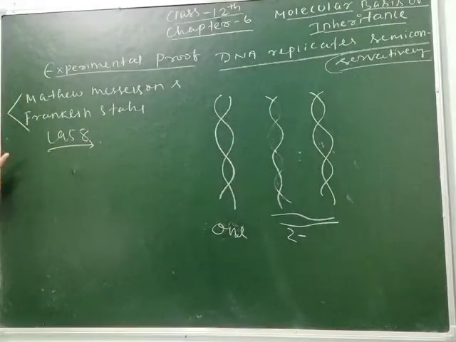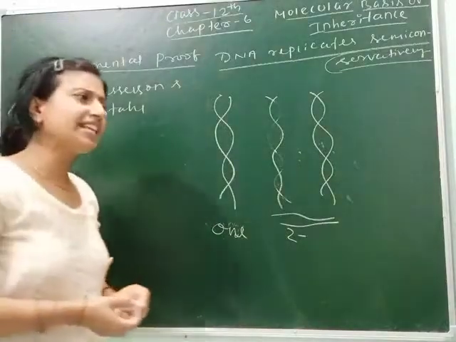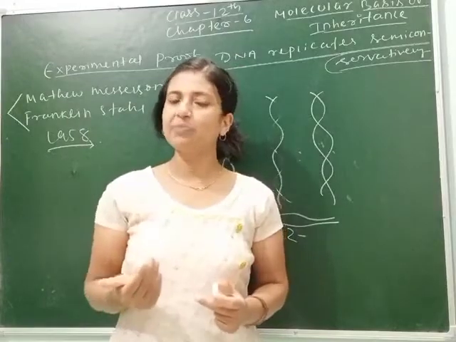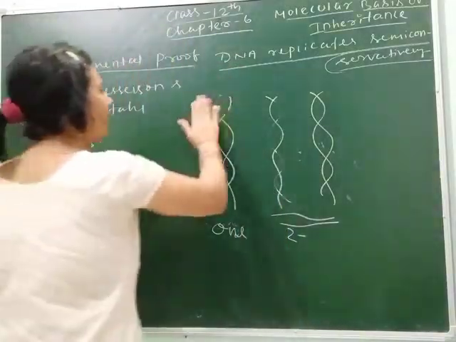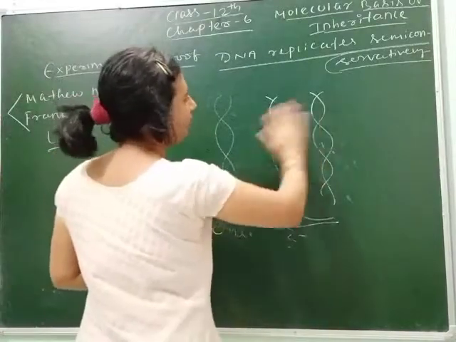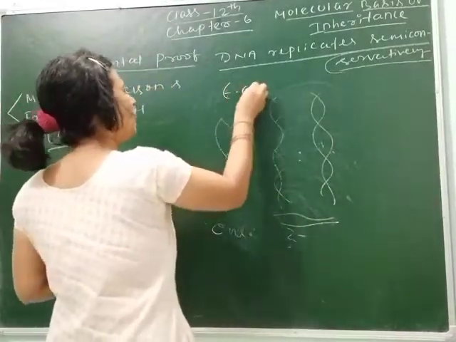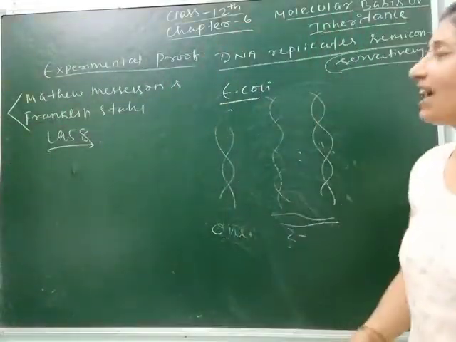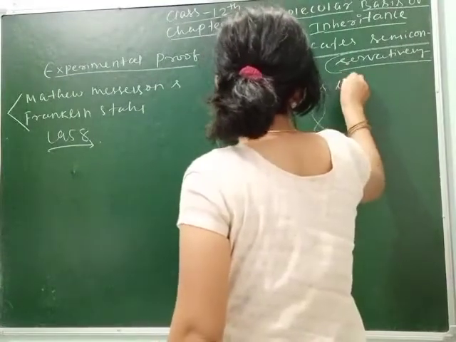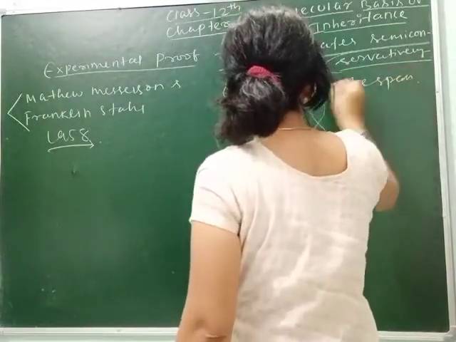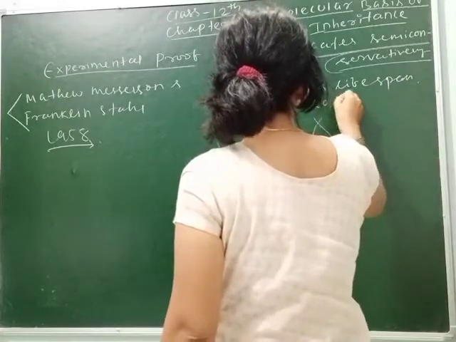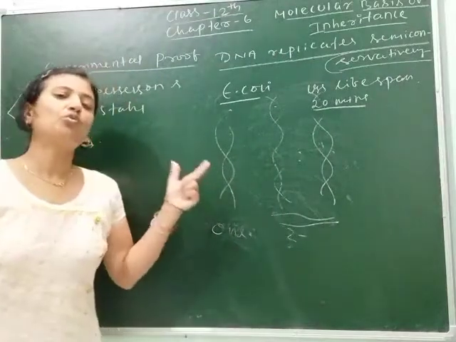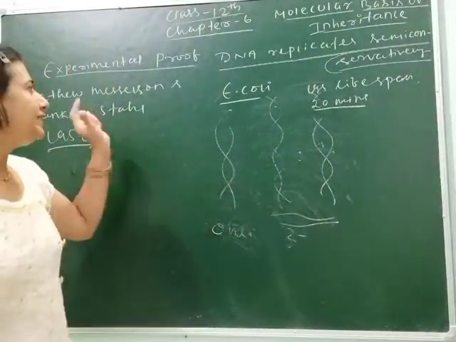As we know about E. coli, means Escherichia coli. Escherichia coli is chosen for doing many experiments because of its short lifespan. It completes its life cycle within 20 minutes. Means within 20 minutes it can form its replica, it can give two new E. coli.